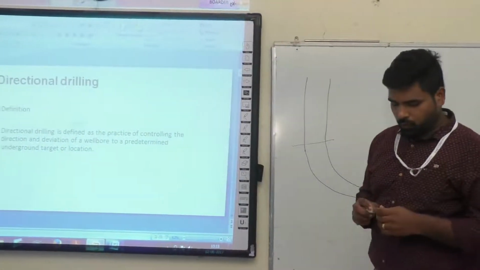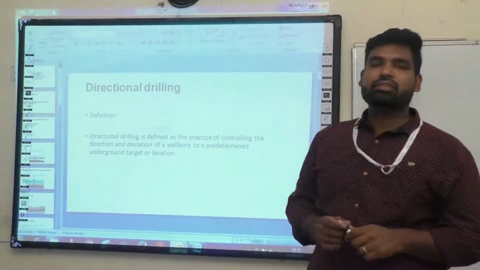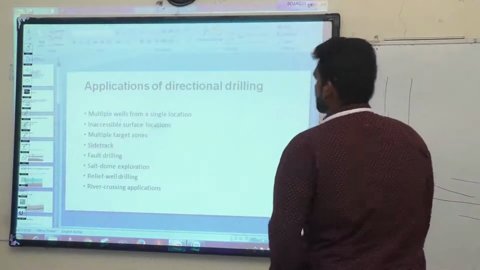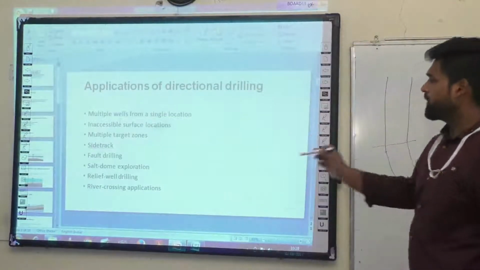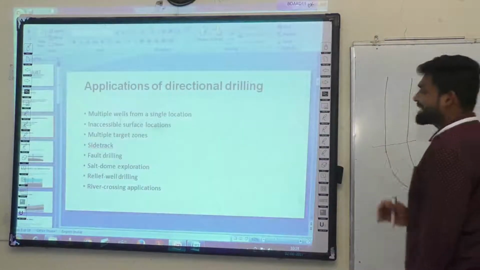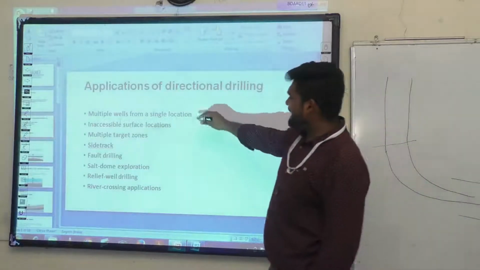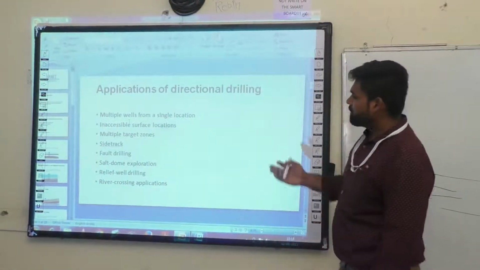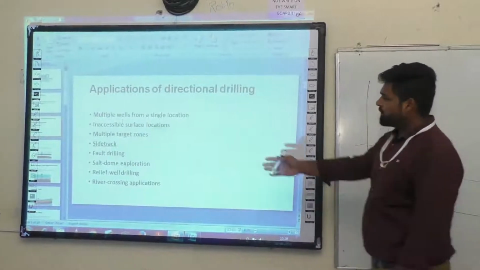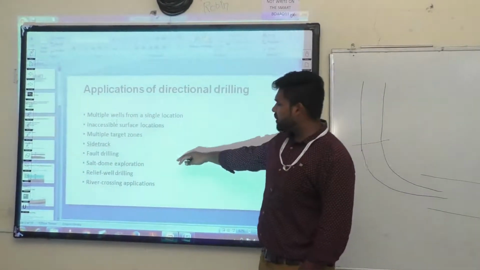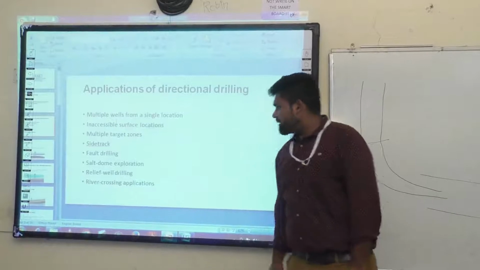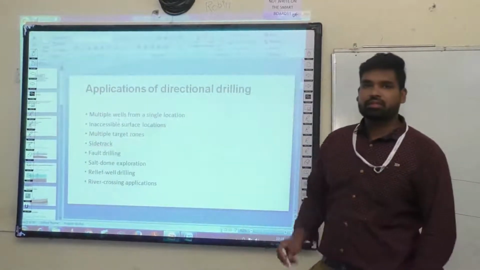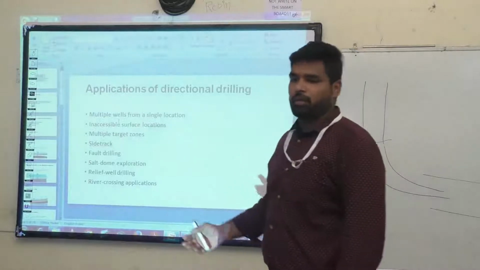Okay, so we have multiple applications of directional drilling. So what are they? Let's see them. These are the applications of directional drilling. The first one is multiple wells from a single location. Next is inaccessible surface locations. Third is multiple target zones. Fourth is sidetrack. Fifth is core drilling. Sixth is salt dome exploration. The seventh is relief well, and the eighth is river crossing applications. Now I'll explain one by one.